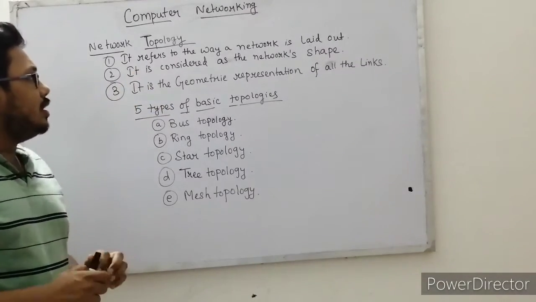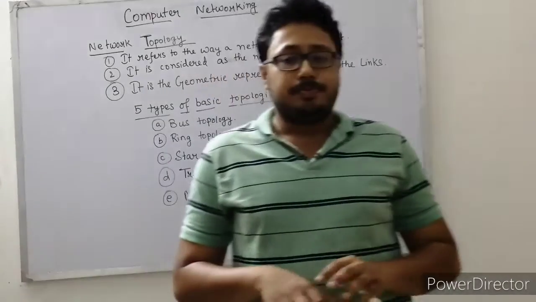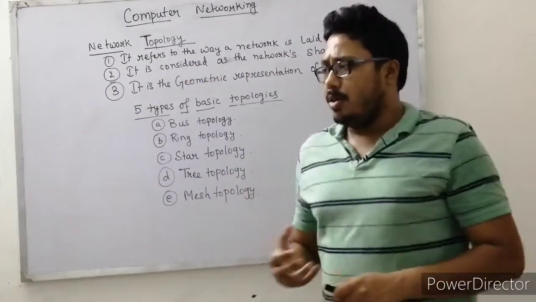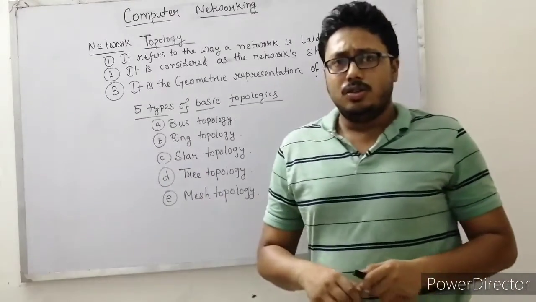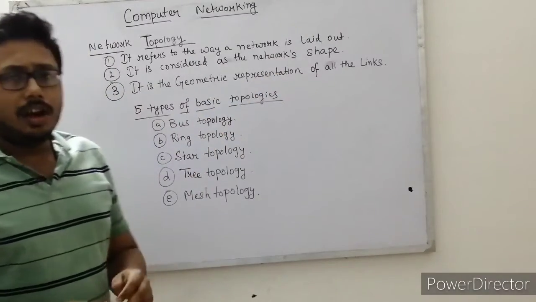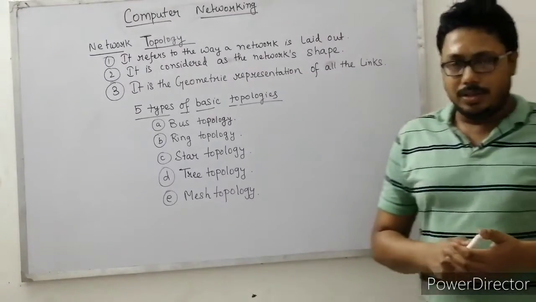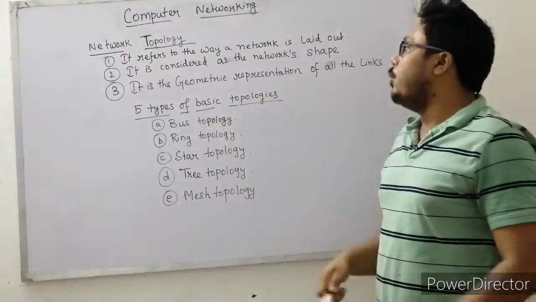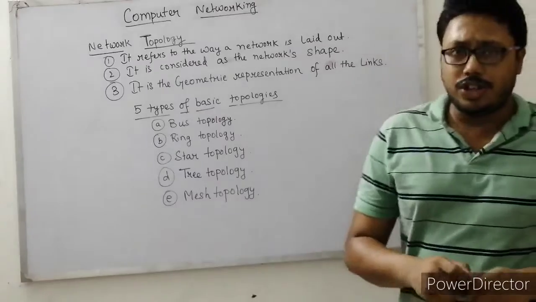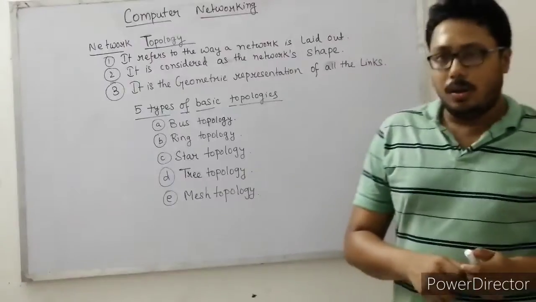Next, it is considered as a network shape. Why is it considered as a network shape? Because it provides the actual structure of the network, because it is a process by which the network is being built. So we can say that it is considered as a network shape. And the third point is it is the geometric representation of all the links. So the first point is it refers to the way a network is laid out, the second point is it is considered as the network shape, and the third is it is the geometric representation of all the links.